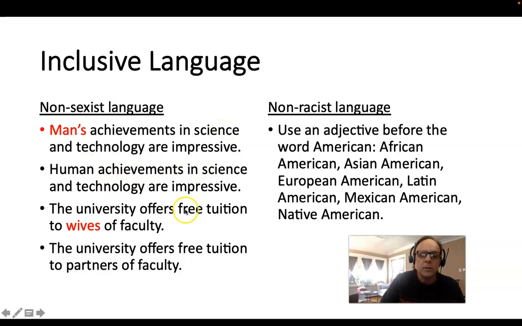Human achievements. Another example: "The university offers free tuition to wives of faculty." Same thing here. We're assuming that faculty are all male at this university. "The university offers free tuition to partners" would be more inclusive, because they could be wives, husbands, boyfriends, girlfriends. It could be a lot of different things, right? So it's much more inclusive to say "partners" than "wives."